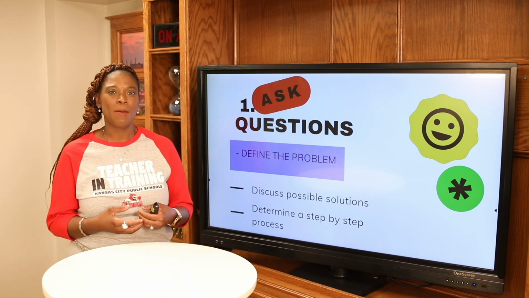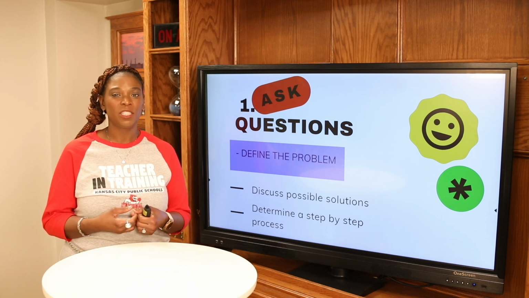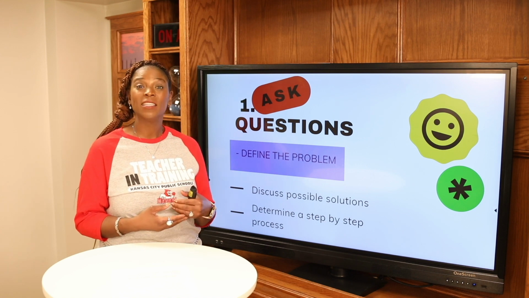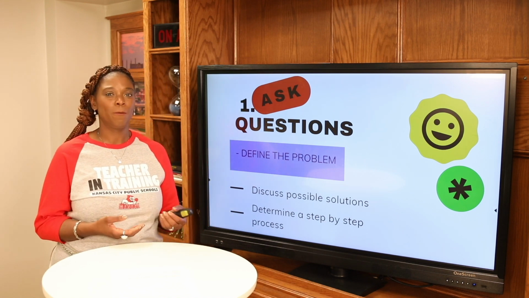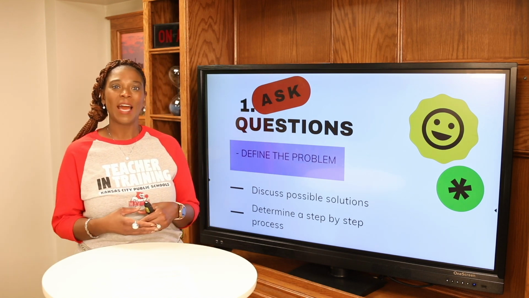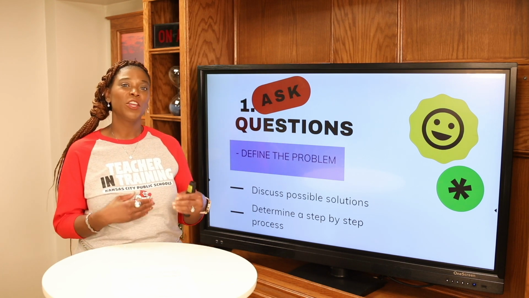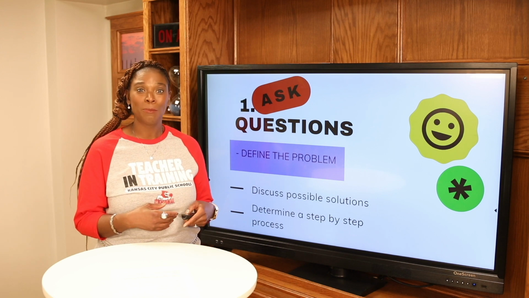Next, let's think about what are some possible solutions. Maybe you discuss this with your family, or you make a list of it in your head or on your paper. Finally, the questions you ask yourself are going to determine your step-by-step process that you're going to use in order to construct your boat.